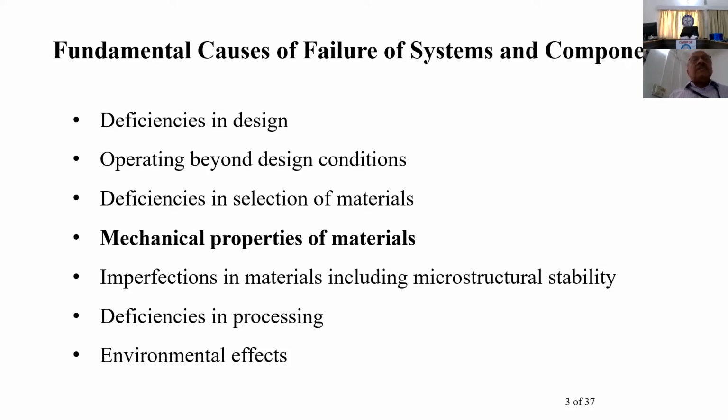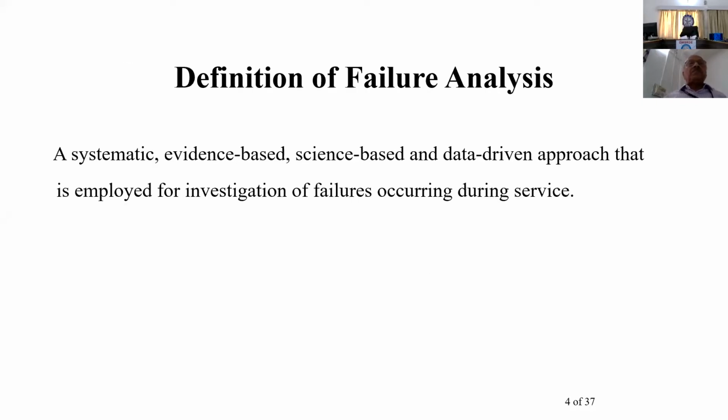Yet another cause can be deficiencies in processing. When we make different product forms like plates, there can again be laminations or a lot of inclusions, or we have to make components by welding, and welds are always considered to be weak links. And finally, environmental effects. We might have chosen design data based on one particular environment, and the system may be operating in a different kind of environment. So these are some of the fundamental causes of failure of a metallurgical system.